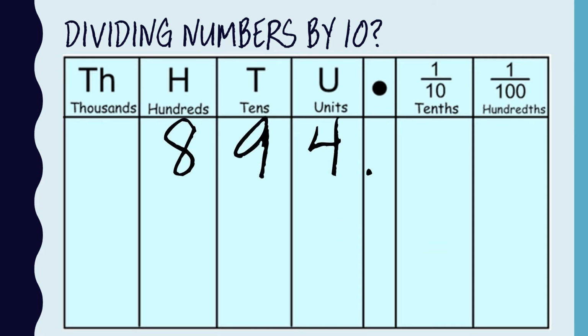Next we have 894. 894 again shared equally by 10 people. Remember, when you share by 10, one place to the right, because the place value is getting smaller and each column is a difference of 10.